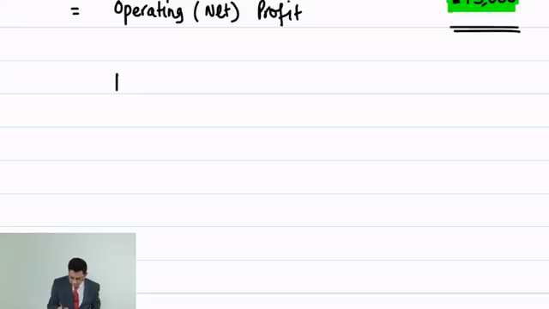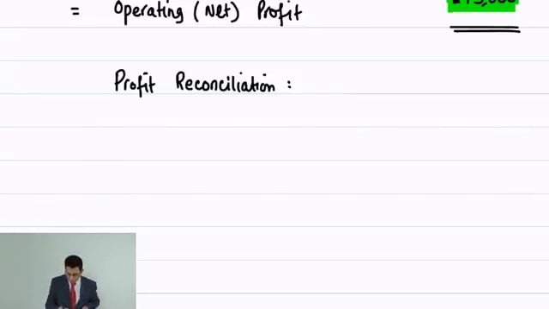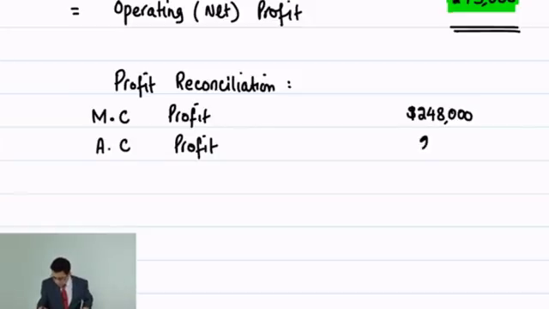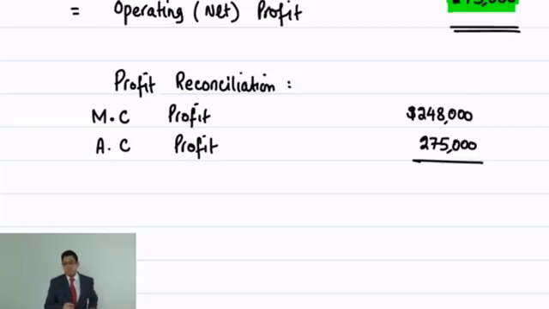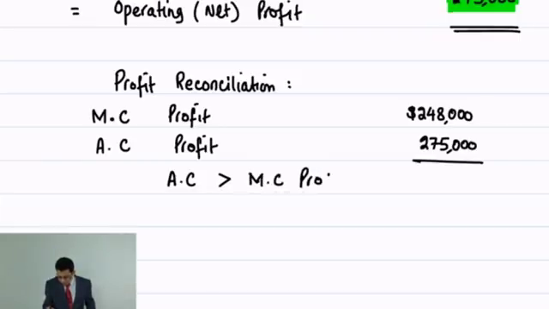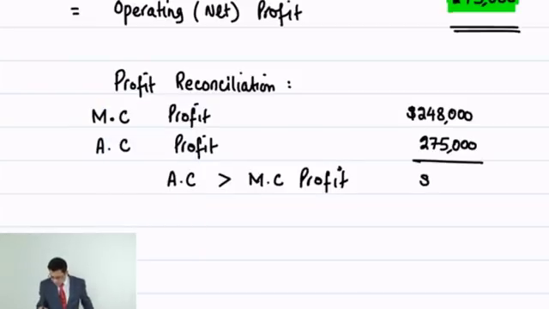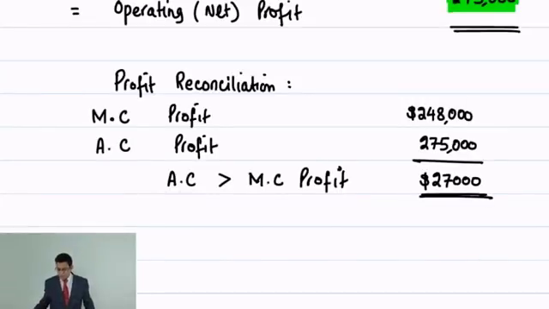Now here is the profit reconciliation between marginal costing and absorption costing. First of all, here is the marginal costing profit, which was $248,000, and here is the absorption costing profit, which is $275,000. Okay, and it looks like absorption costing generates more profit than marginal costing, and how much extra profit is generated? 275 minus 248, the difference is $27,000 more. Absorption costing has generated $27,000 more profit than marginal costing.